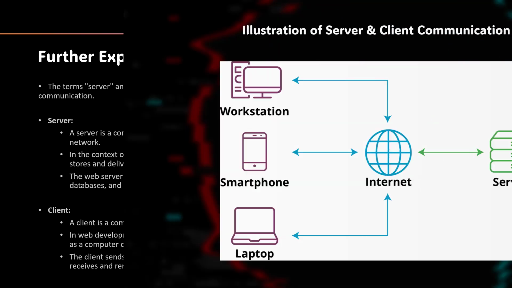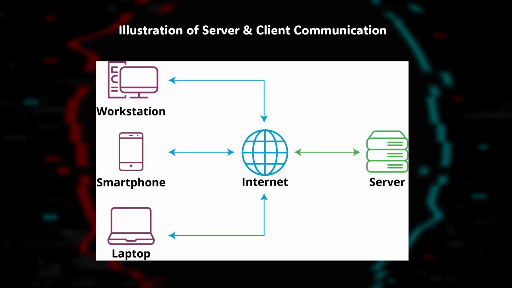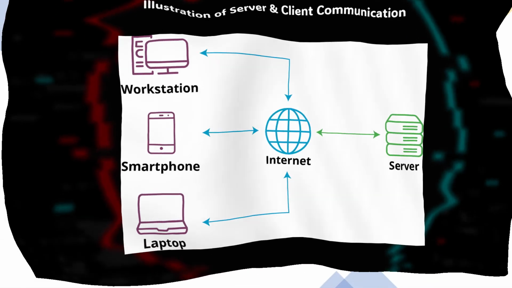In the next illustration, we would get a clearer view of what a server and a client is. For example, we have a workstation. This could be your Mac, a computer, or PC. It makes a request to the internet, and the browser sends a request to the server. The server in turn sends the response back to the browser, which makes it visible on your device. Same thing goes for a smartphone and laptop.